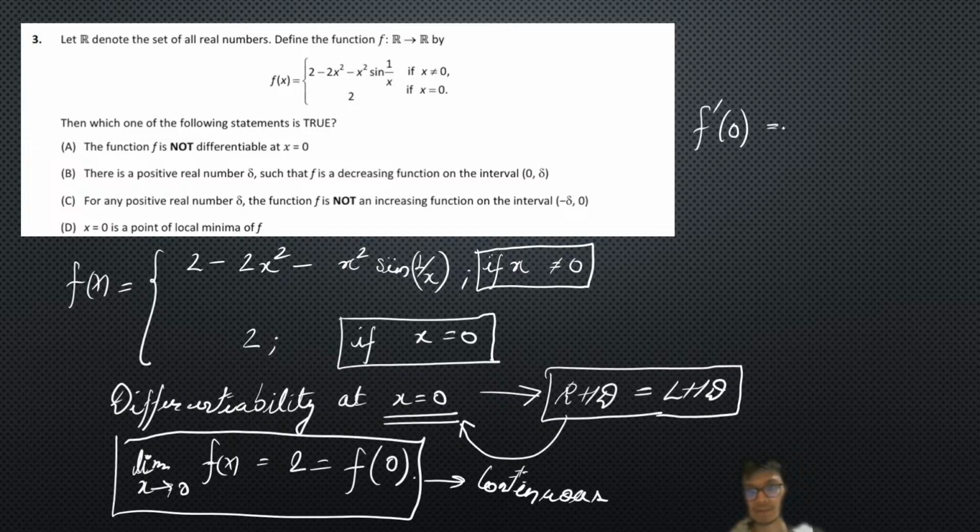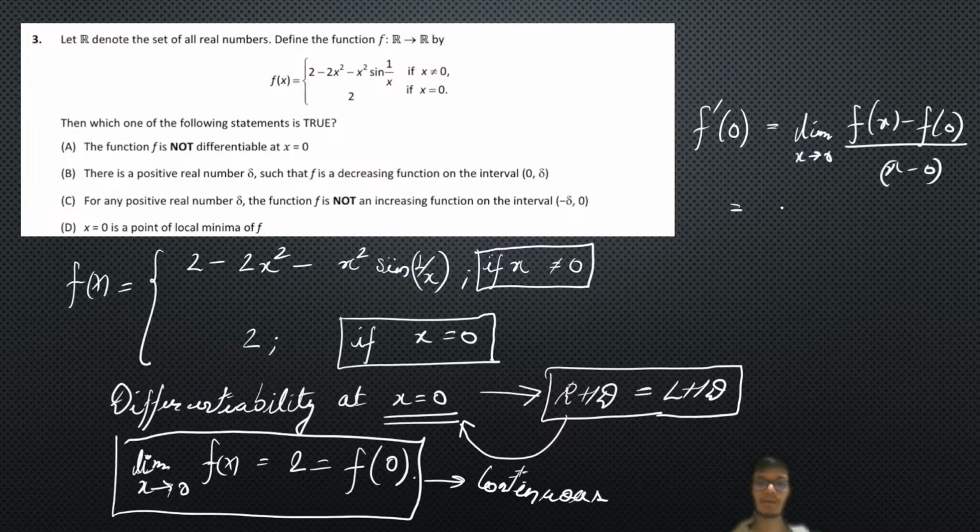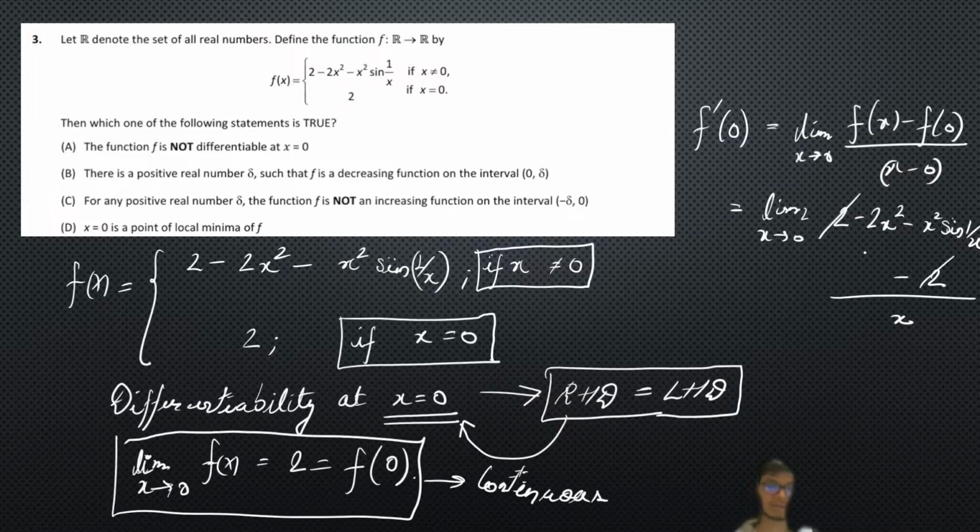So f dash of 0, I can write as the limit x tending towards 0 of f of x minus f of 0 divided by x minus 0. That is the limit x tending towards 0 of 2 minus 2x square minus x square times sine of 1 upon x, minus f of 0, which is equal to 2, and the whole divided by x. So this 2 and this 2 are going to cancel, and the x is going to cancel out, and ultimately the limit is going to come out as 0.